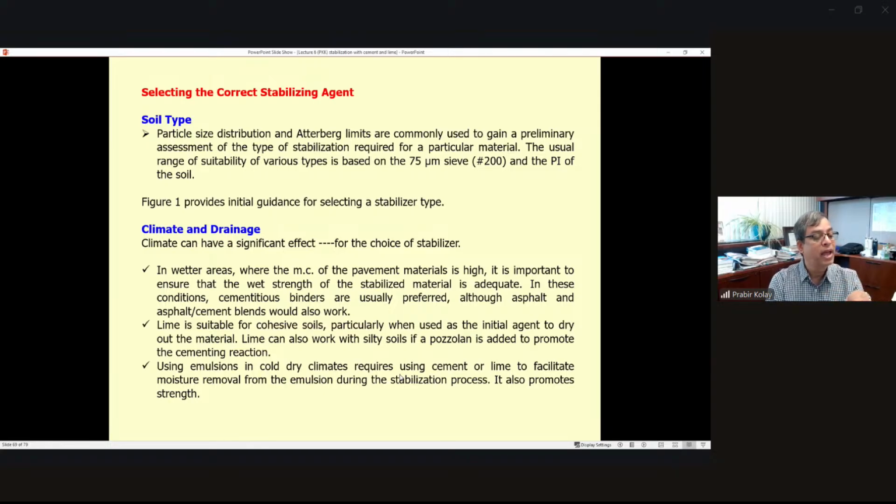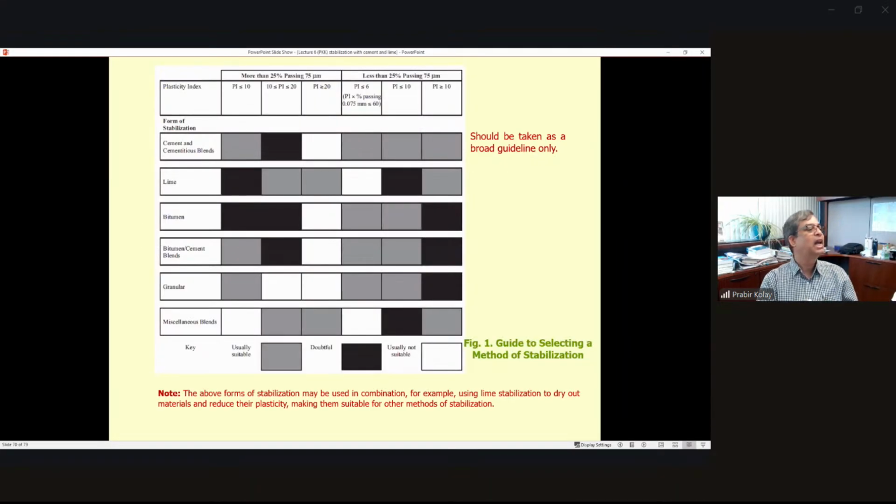Using emulsion in a cold, dry climate requires using cement and lime, which facilitate moisture removal from the emulsion during the stabilizing process. So these tables will give you a guideline, again, on plasticity index and particle size division, when there's 25% passing more than or less than the number 200 sieve. Basically, the dark light brown is the most suitable, usually suitable. If it is black, this is doubtful, and white is not suitable at all.